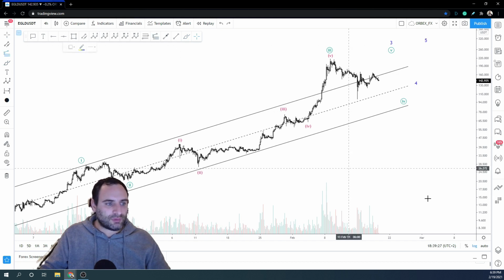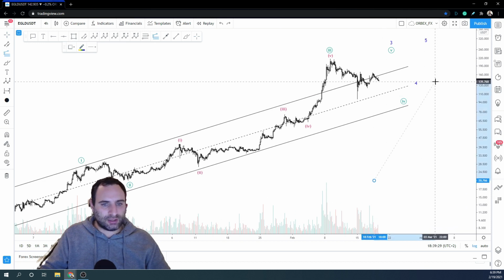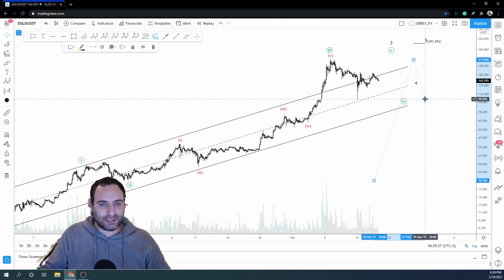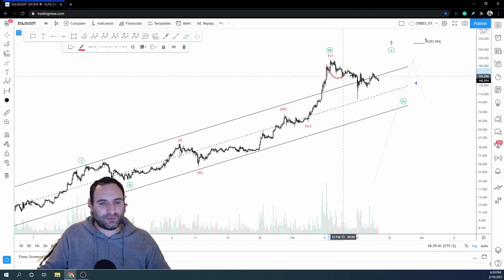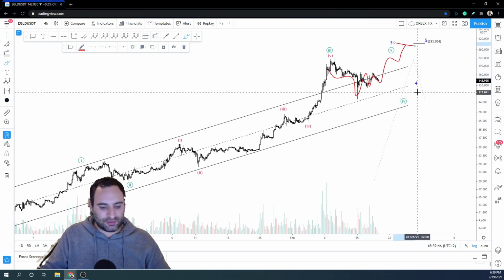Now, let's look at some levels. I want to take the Fibonacci 2 and 3 and go to the current 4 to check where we could potentially end. At 293, we could get wave 3 in. This is if we ended down here. I'm going to go 1, 2, 3, 4, and 5. 293 is a good level.